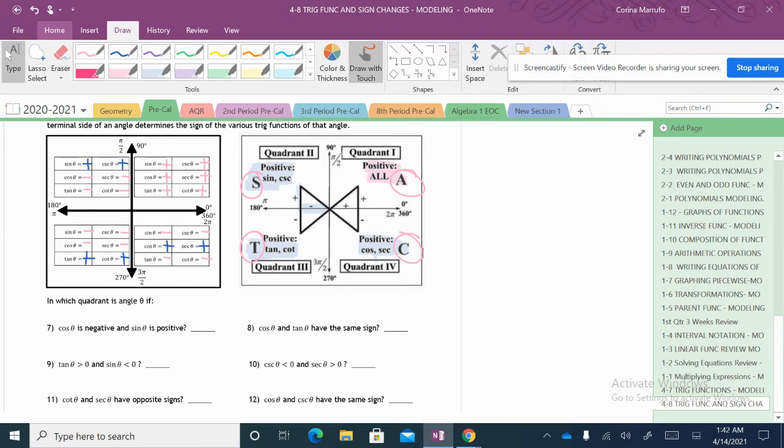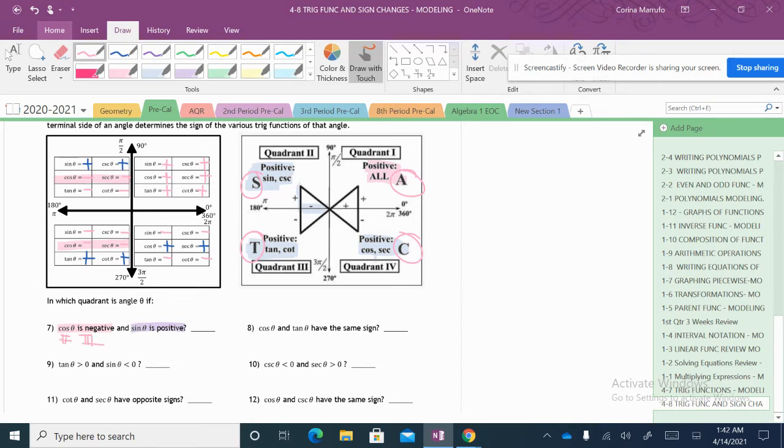Okay, so on the first one, it says, in which quadrant is angle theta if cosine of theta is negative and sine of theta is positive? So we're going to look for when cosine is negative. Cosine is negative here and here. In the other two quadrants, it's positive. So this is in the second and the third quadrant.